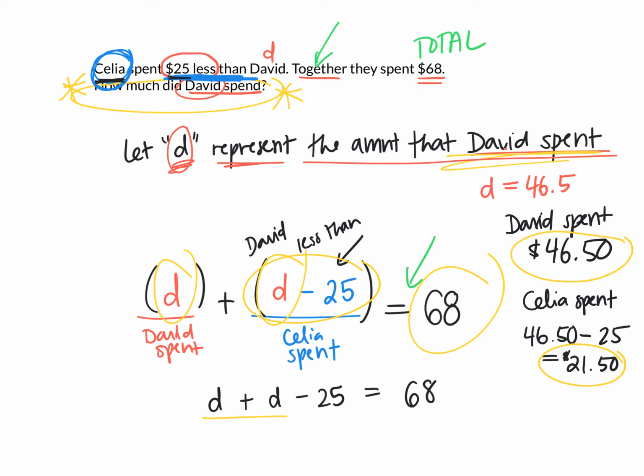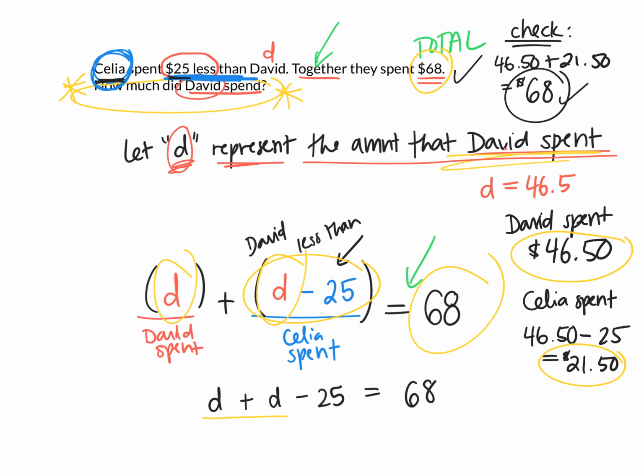David spent $46.50. The question told us that altogether they spent $68. Let's check to see if this is true. What is 46.50 plus 21.50? It actually equals $68. So this is correct. It makes sense. The two values of David and Celia add up to $68. So this works. This is the answer.